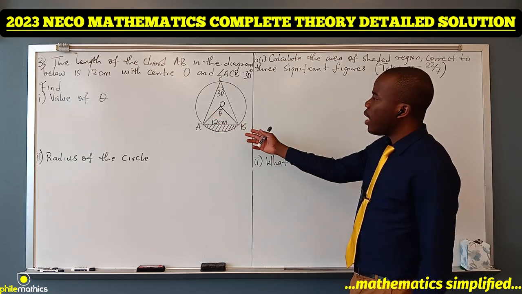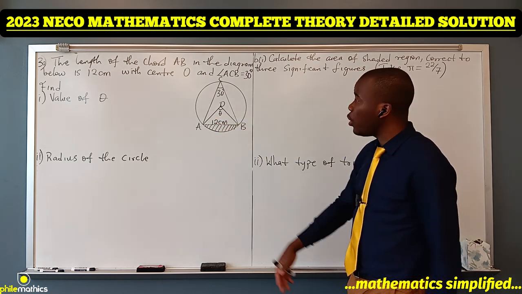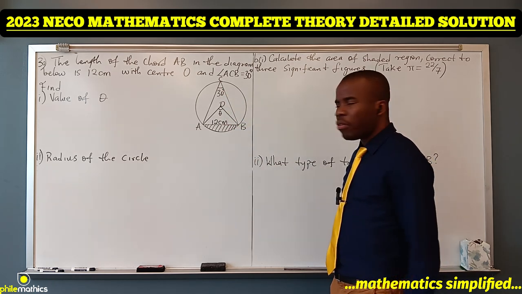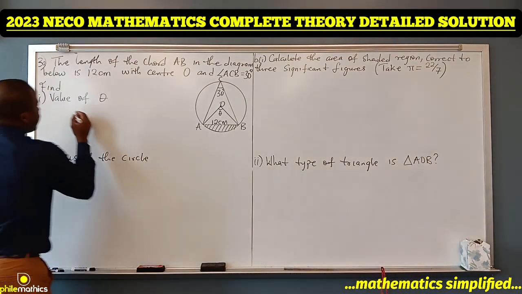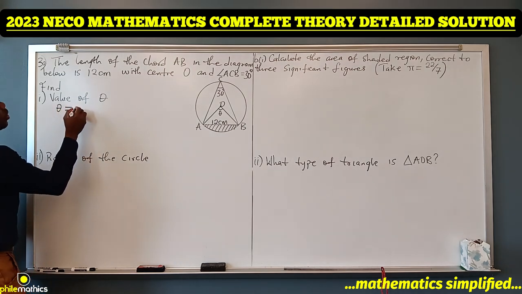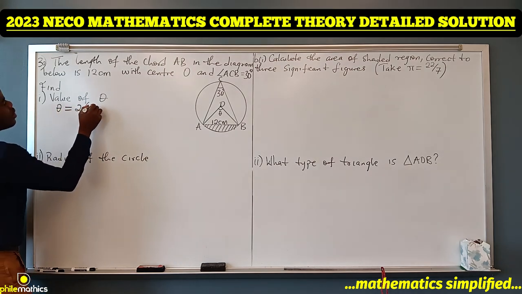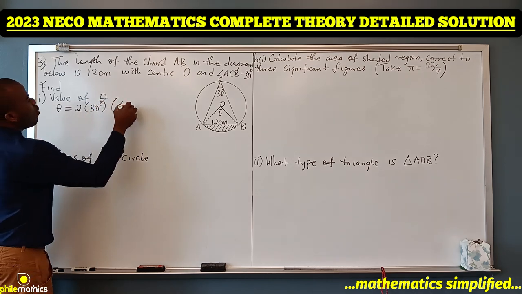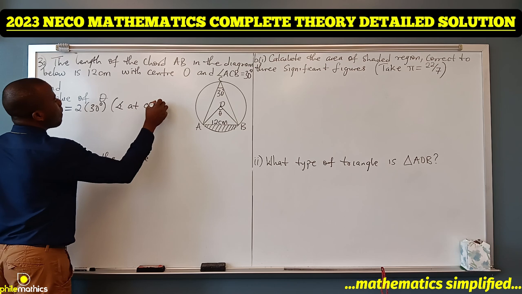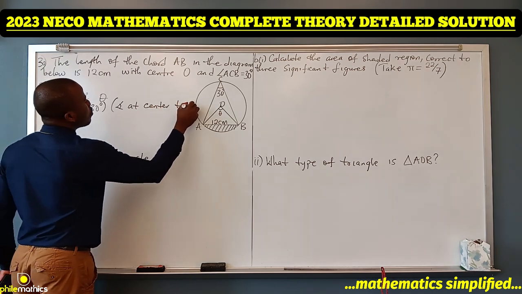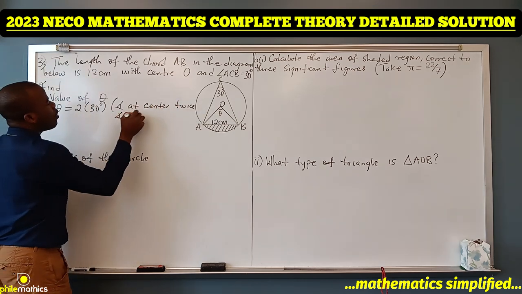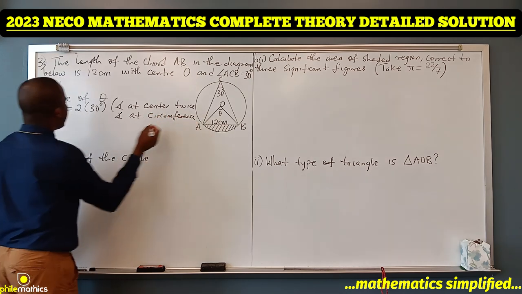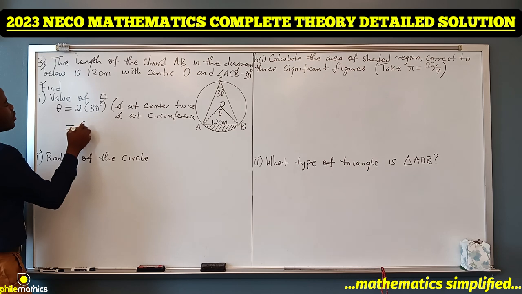To find the value of theta, we simply apply one of the circle theorems, which says the angle at the center is twice the angle at the circumference. So theta will be twice 30 degrees. The reason is angle at center is twice angle at circumference. So 2 times 30 is 60 degrees.